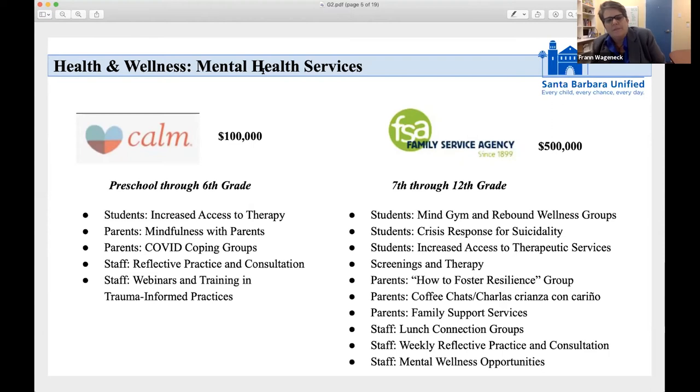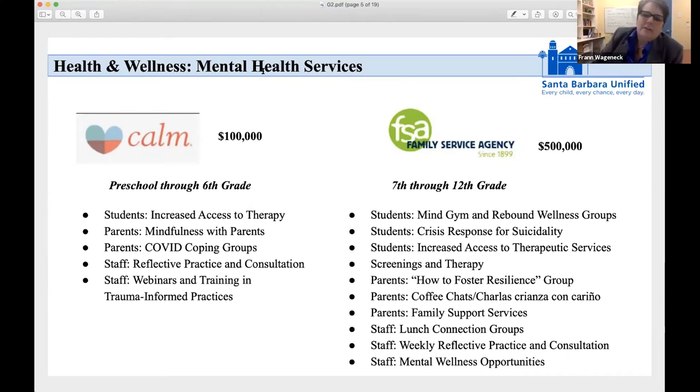The next part I am excited about. And, you know, the students are important, but also the adults who support the students need care as well. And so FSA is going to be running family support groups, holding coffee chats where people can come and just talk about how things are going, sort of a less organized therapeutic group. And then also a how to foster resilience group, because I think all of us can benefit from resilience.